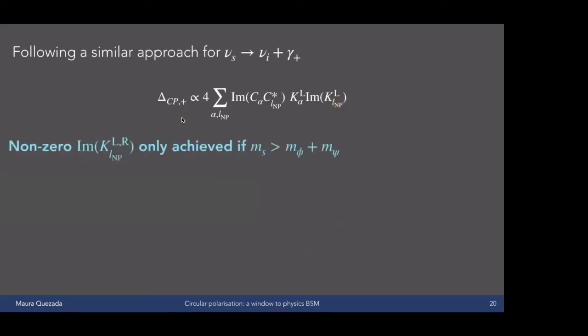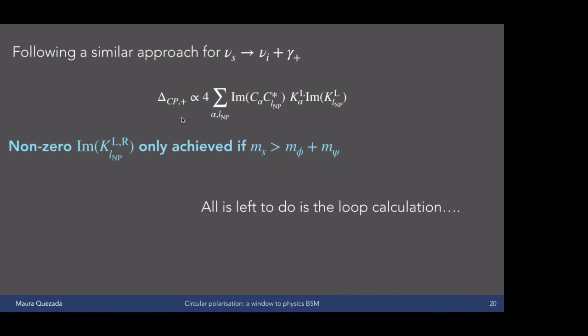And as I said before, to get an imaginary part different from 0, we have to require that the mass of the sterile neutrino is larger than the addition of the masses of the 2 new particles in the model. So this is the thing that we have to require in this calculation. And the only thing that is left to do is the loop calculation. We have to compute these loops.